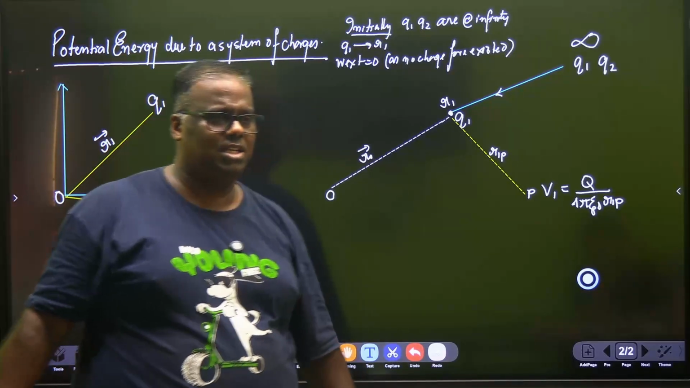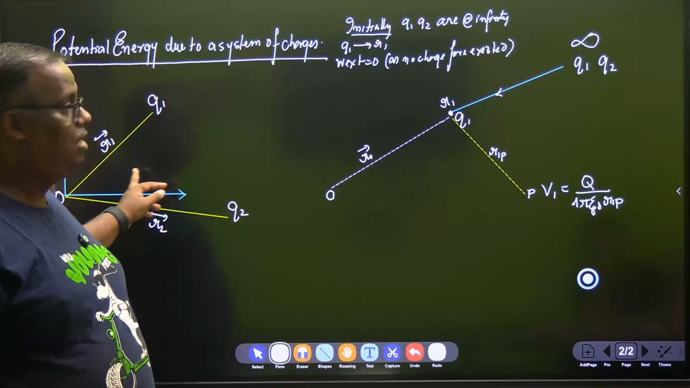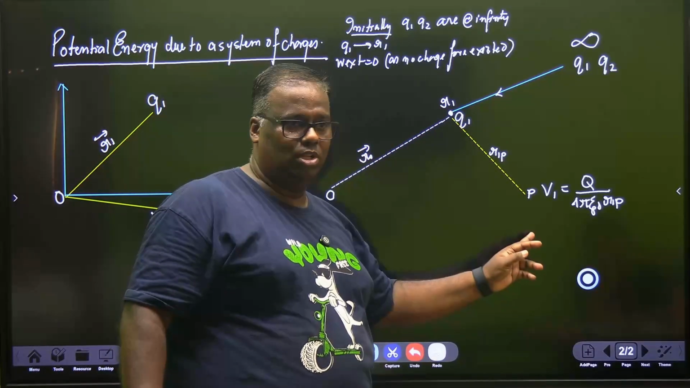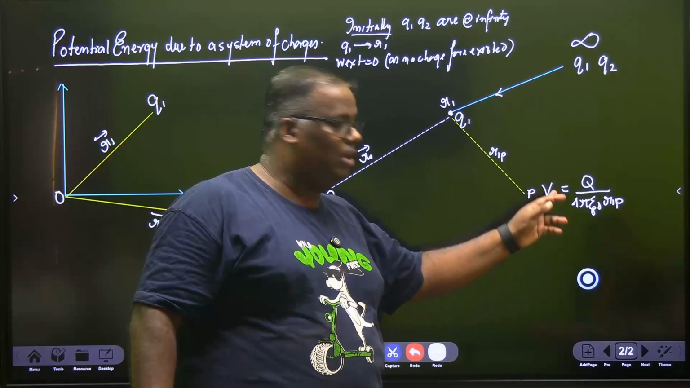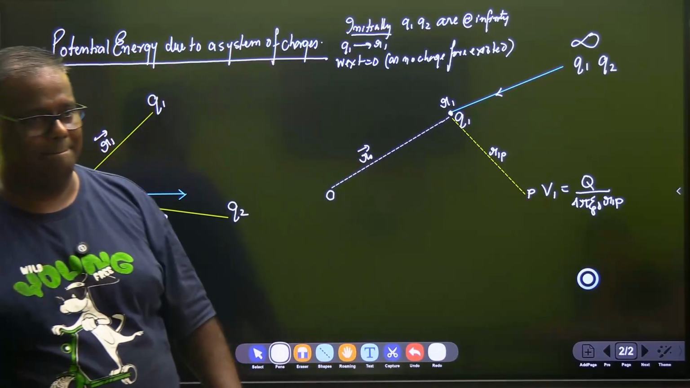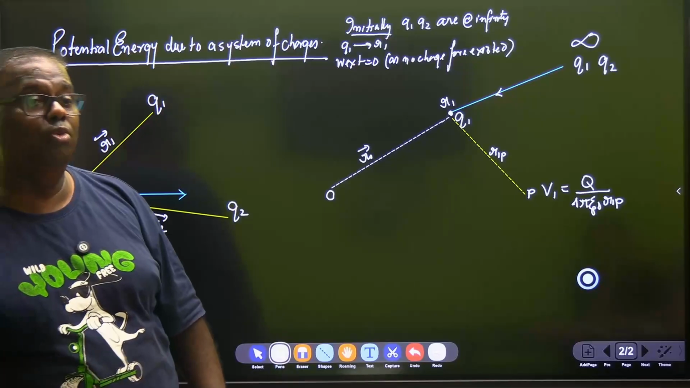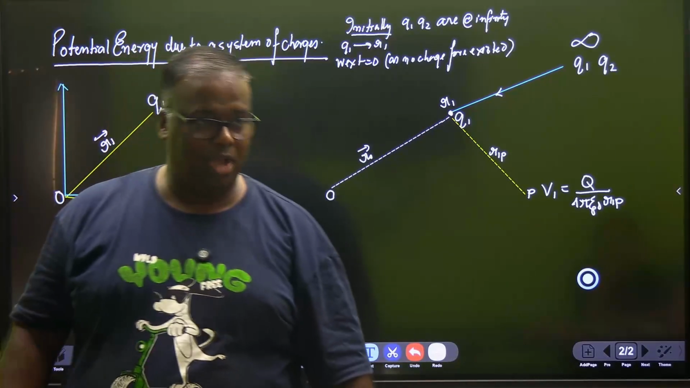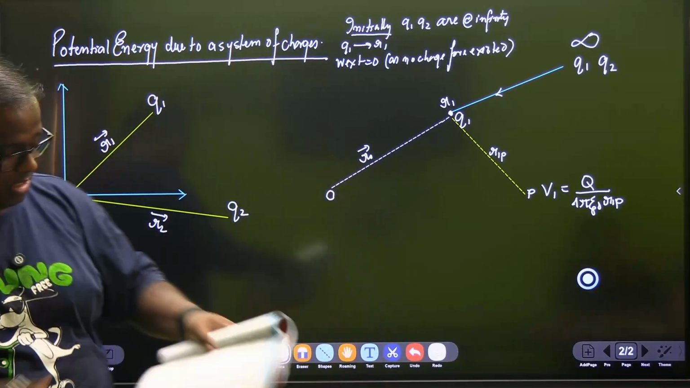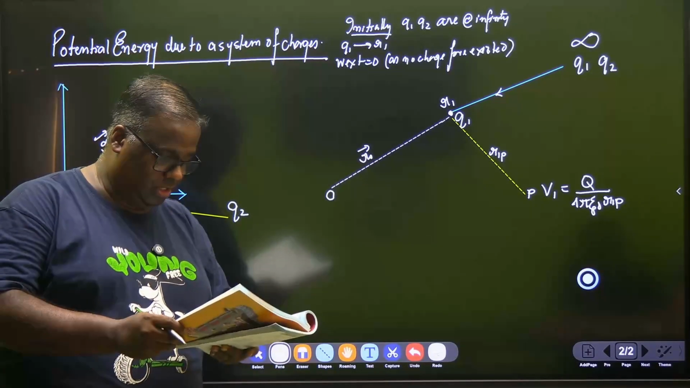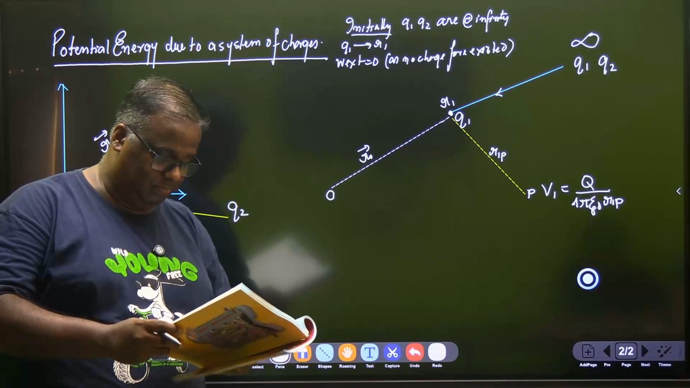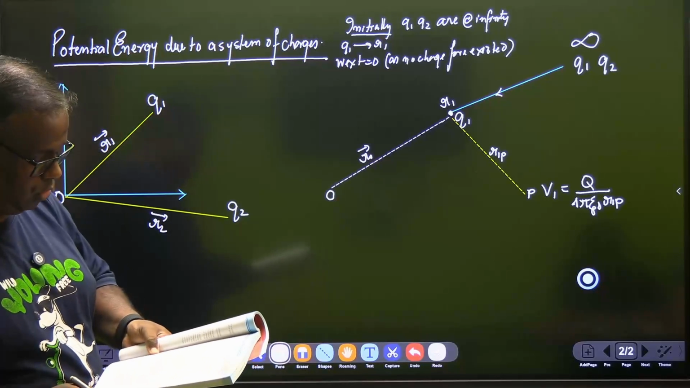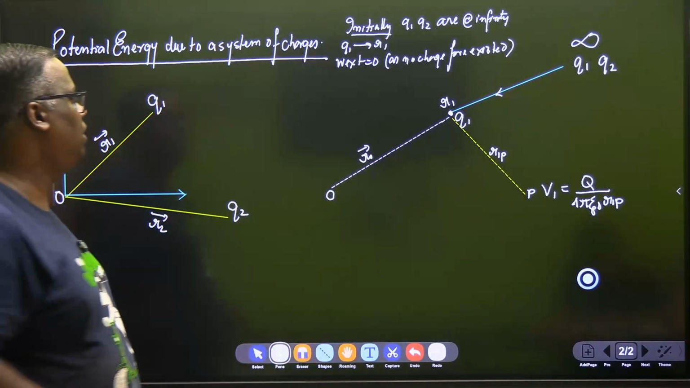What should happen next? We have to build this system. So we will now bring another charge. Q1 has come, Q2 also has to come. Q2 will now encounter a potential, because when Q2 is being moved, one charge is already existing here. So work will be done, right? Now, from the definition of potential, work done in bringing the charge Q2 from infinity to a point R2.